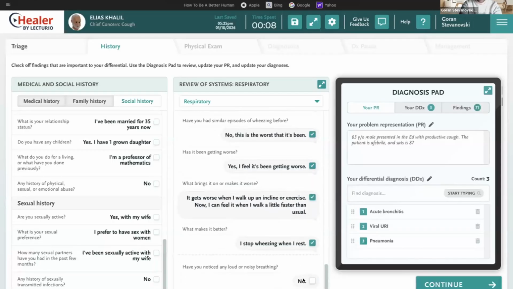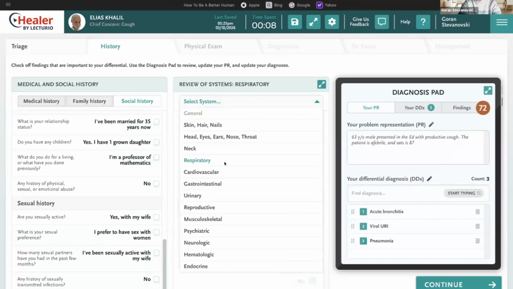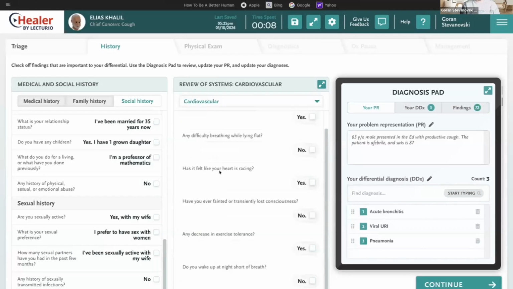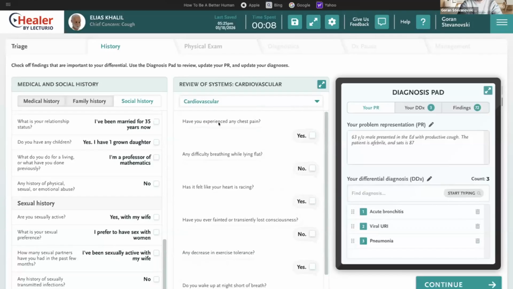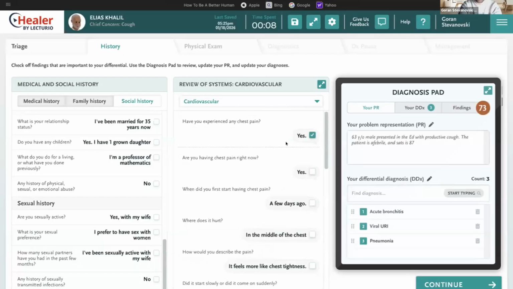And it stops when he rests. Now, this is really, really important here. What we could also look at is cardiovascular, if we want to, before we go. In the cardiovascular, he has chest pain, which if we didn't really click, we would have missed it.